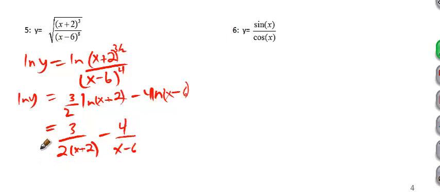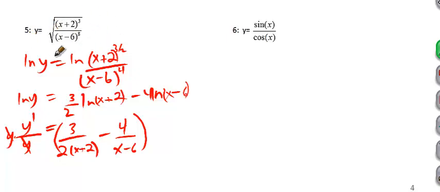The problem with this is the left side is not just y prime. It is y prime over the original. The derivative of y, which is y prime, which is what we're looking for, over the original. So what we want to do is get that y out of there. Now, I don't want to multiply the right side by y. I want to multiply the right side by what y is.